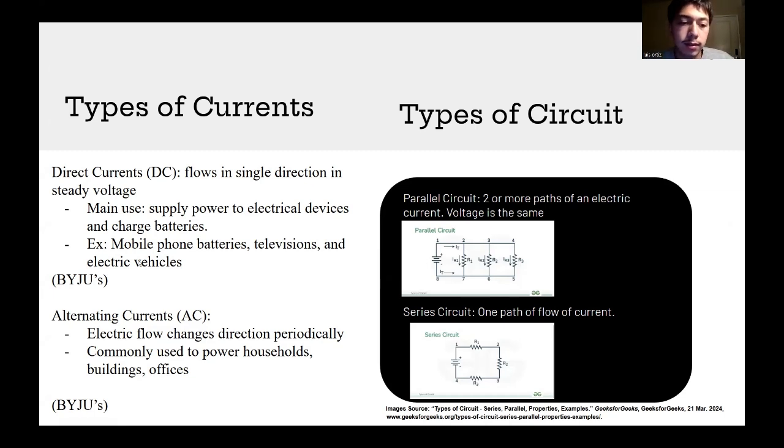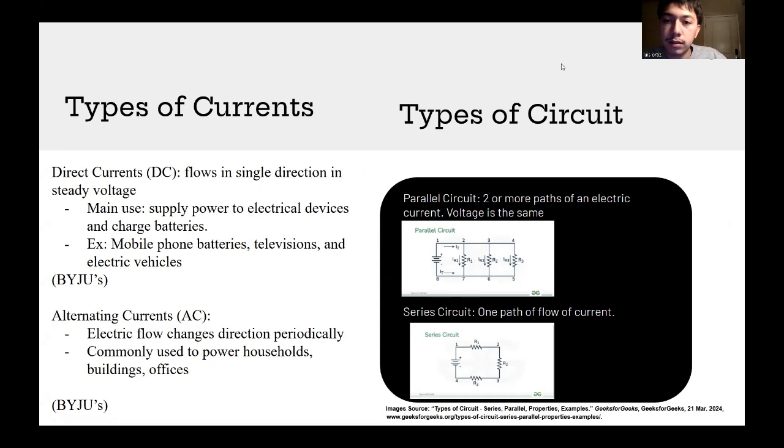And alternating currents, also known as AC, change directions periodically, meaning it doesn't really have one stable direction to go. It's not always a direct current, which makes it an alternating current. It's common to have these in powerhouses or household buildings and offices because it lights up the whole building and office.